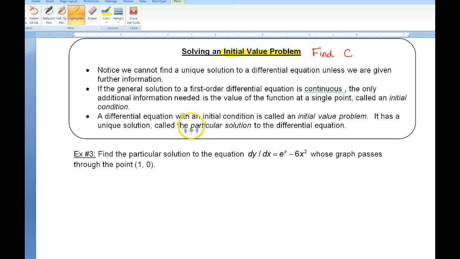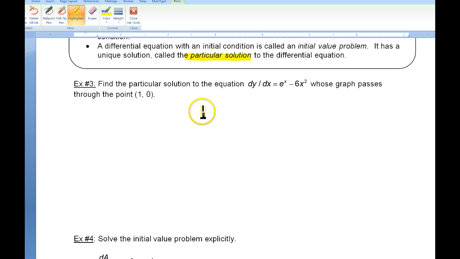We call this a particular solution. On the previous page, if you recall, those were called the general solution. These are a particular solution, so it's an exact answer. In other words, we're going to figure out what c is equal to, and then we just plug it back in. Okay, so we start with dy/dx.